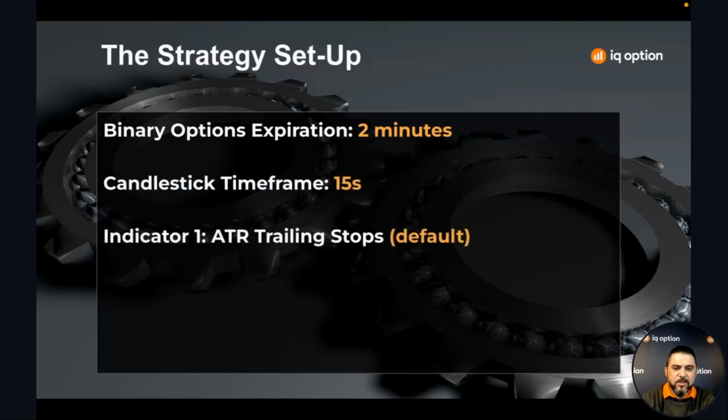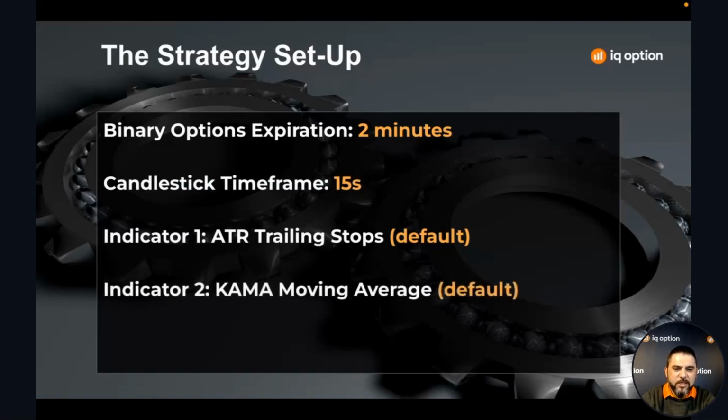Indicator 1 is the ATR stops, trailing stops. We're going to use it on default setting. Indicator 2 is the Kaufman moving average, again on default setting. And then the third one is the indicator called QStick. This one we are going to adjust to 7 periods, where on the default it is normally 10. We're going to make a little change to that one to be on 7.